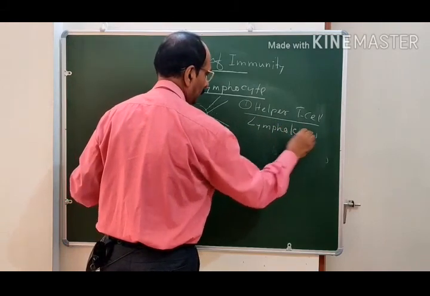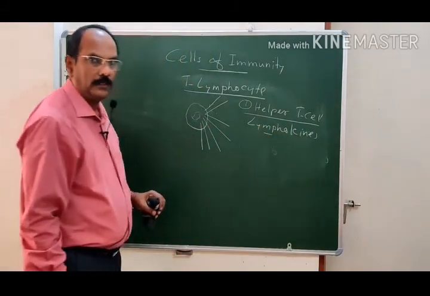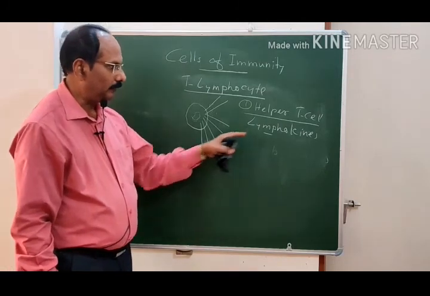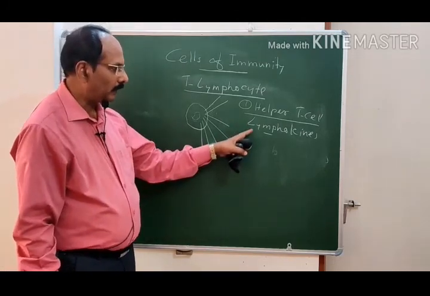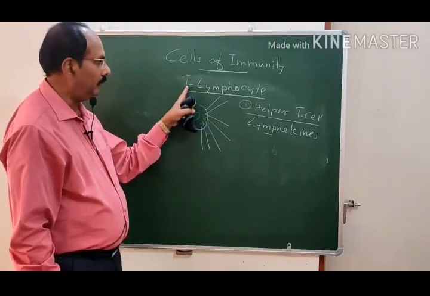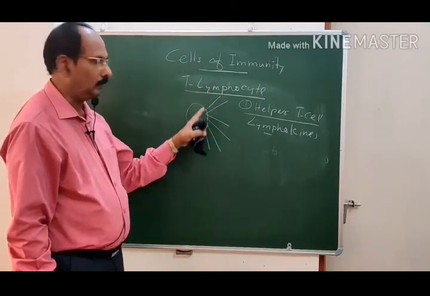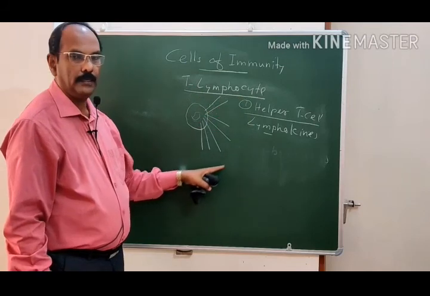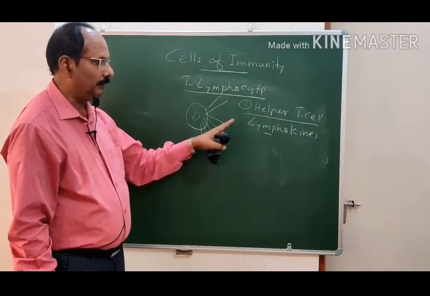Lymphokines. And these lymphokines perform different functions. So what are the functions of these lymphokines? These lymphokines either stimulate the T lymphocyte, and again it is helping, or it stimulates the production of many helper T cells. So that is one function of the lymphokines.